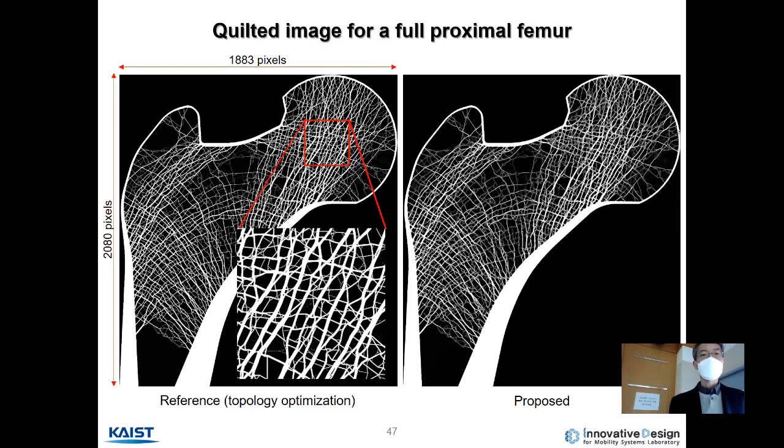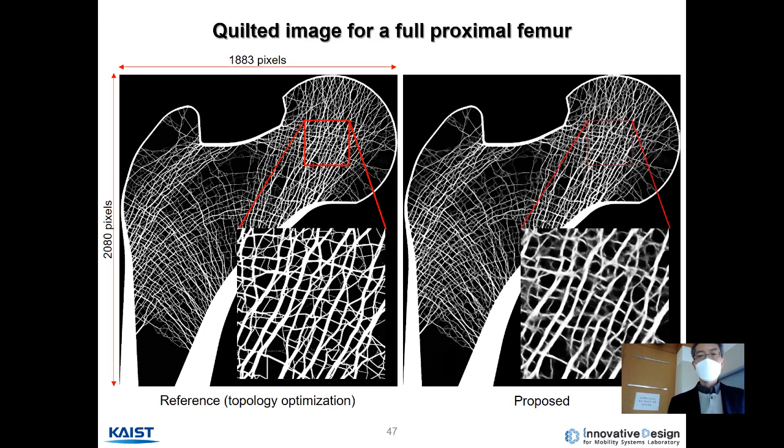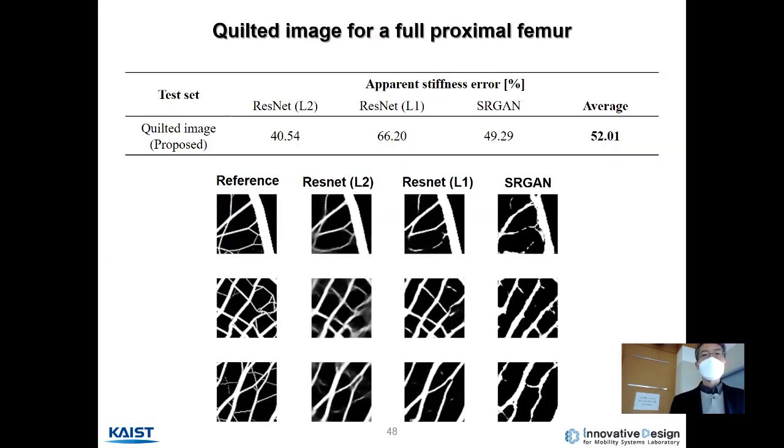Again, this is a really big image. So very big, large scale 2D images, but it seems very, very similar, right? But if we focus on the specific region, then there is a notable difference between the two. Another problem is, if we measure the apparent stiffness, it provides around 50% errors, regardless of the different networks, ResNet and UNet, SRGAN, something like that. The main problem is here.